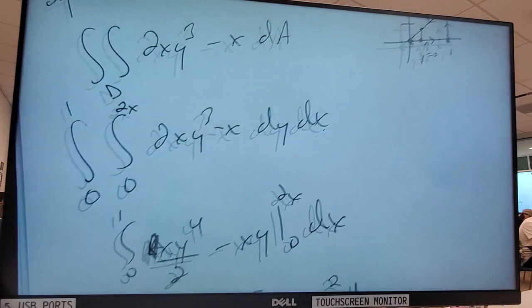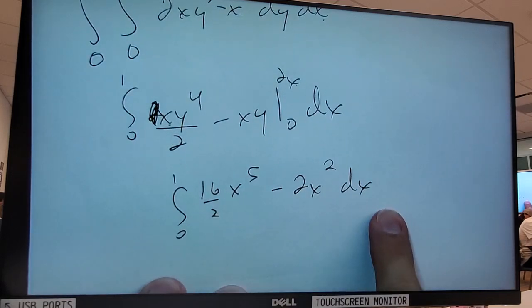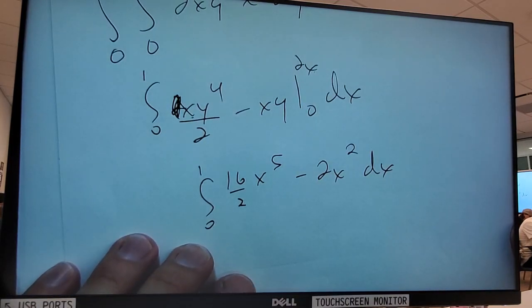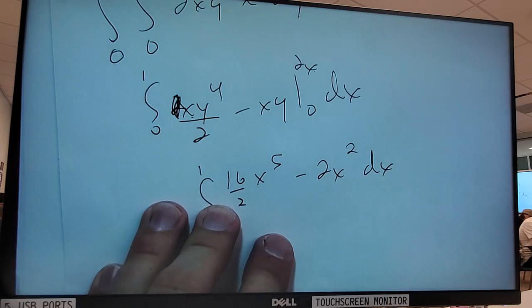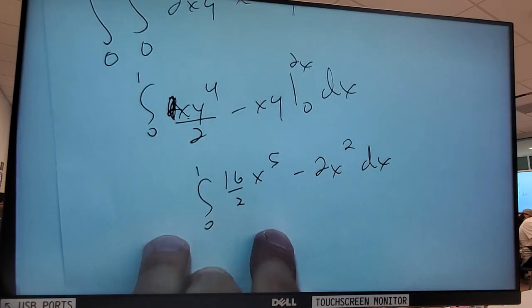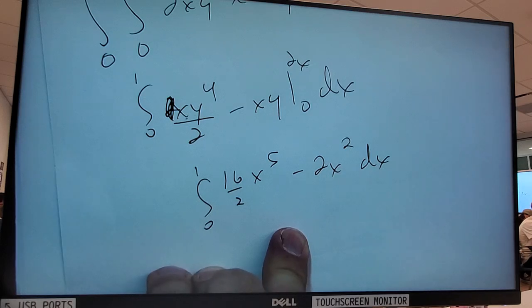Is that okay? I'm sorry, I took that away a little. Are you guys okay? I'm going to stop right there. You guys can keep going if you want to. What is it going to be? 4/3 x to the 6 minus 2/3 x cubed, and you throw a 1 in there. Do you get 2/3? Yeah. Yes, okay.